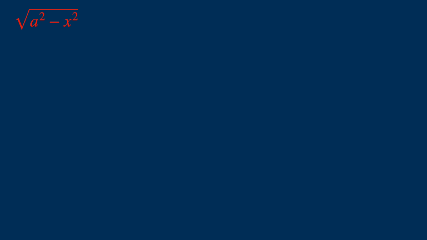Look at this form, the square root of a squared minus x squared. For this form, we're gonna use the trigonometric substitution method. So what are you gonna do? x is gonna be a sine theta. We're gonna substitute, and dx is gonna be a cosine theta d theta. Then we're gonna use the Pythagorean identity: cosine squared theta equals 1 minus sine squared theta. Let's give one great example for this substitution.